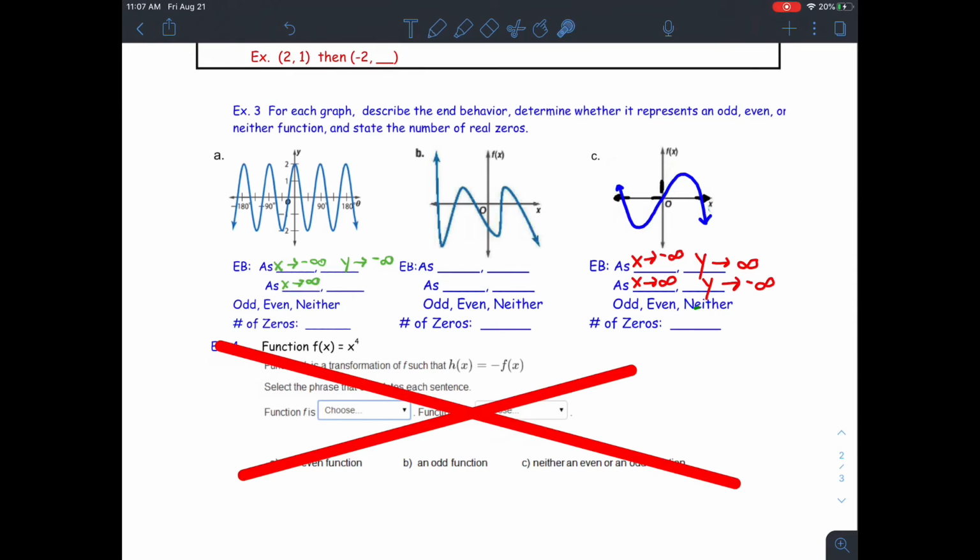And then we'll say as we look to the right, so that's as x approaches positive infinity. I'm looking over here now. I see also the arrows are going down, so I'm going to say y approaches also negative infinity.